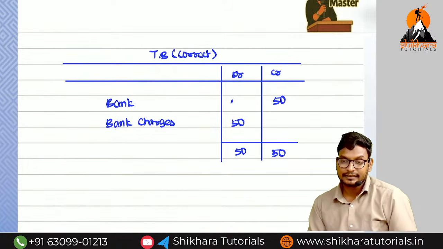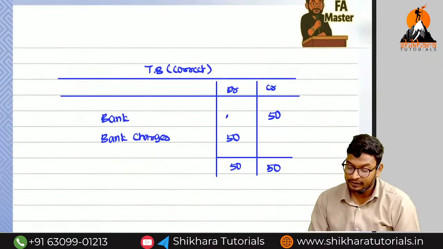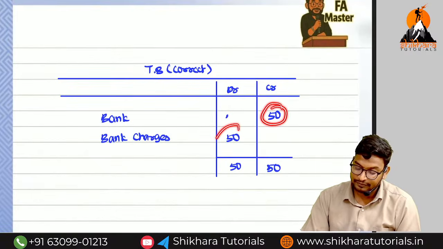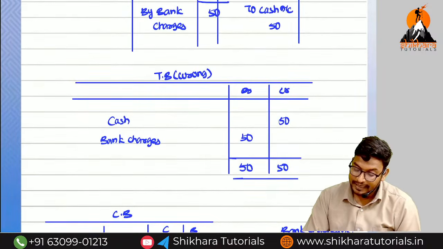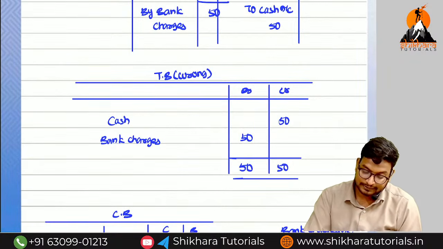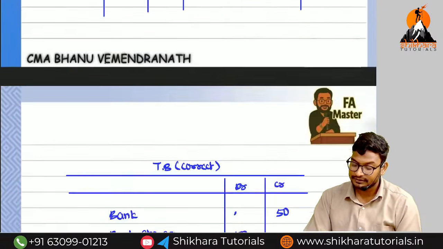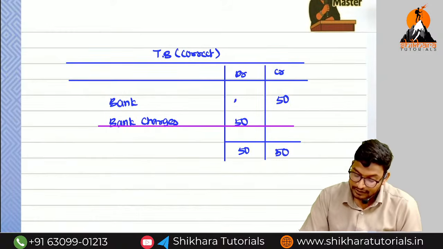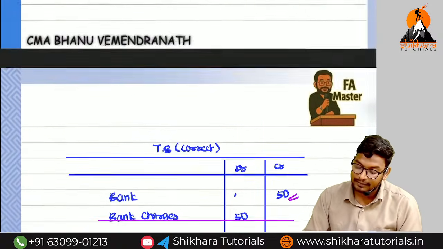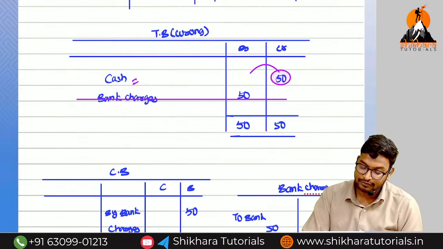Now we have to compare this correct trial balance with the wrong trial balance. Correct means what should be there? Credit side 50 of bank and debit side 50 of bank charges. But what wrong are they showing? Bank charges debited, fine. We should not disturb that. So what are we going to do? We are going to strike off the bank charges because these are correct only. We are not going to disturb. But actually, bank should be there. But in the place of bank, what have they recorded? In the place of bank, they have recorded the cash. So we need to strike it off now. Striking off means we need to cancel it.